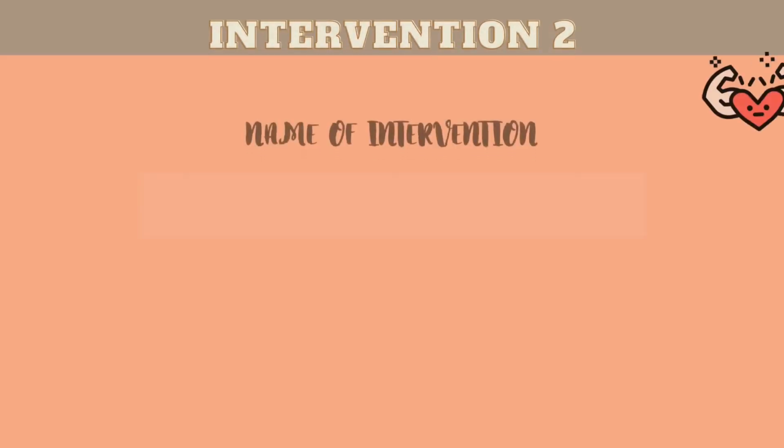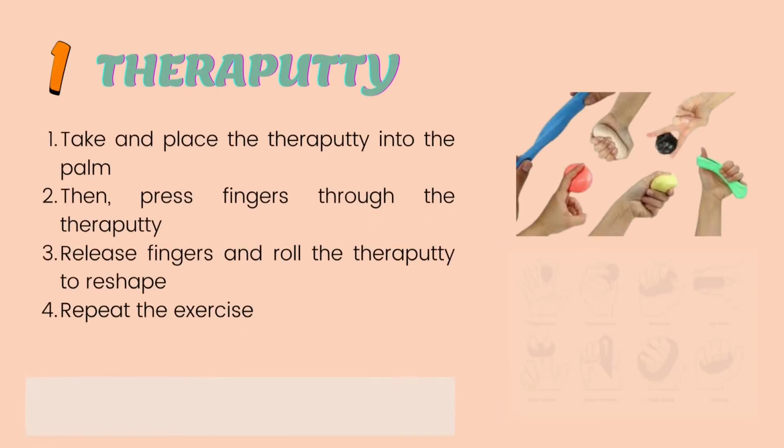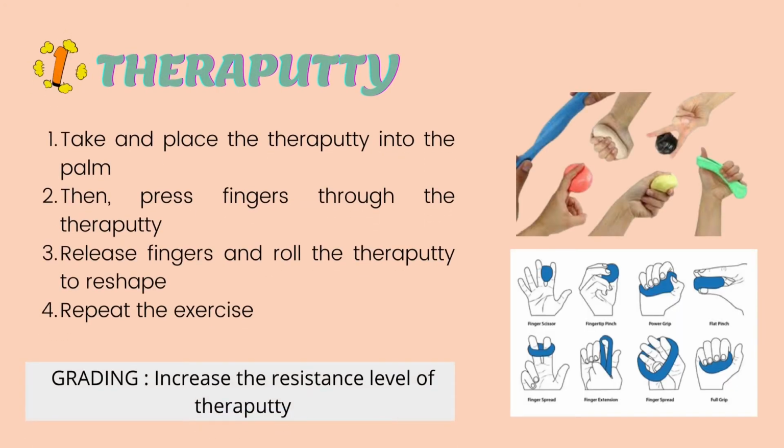The second intervention is strengthening activity. This intervention is aimed at improving muscle strength of the hand, improving grip and pinch strength, and also improving fine motor skill. The first activity is by using therapeutic putty.